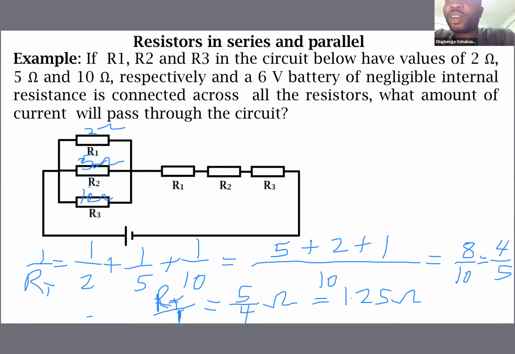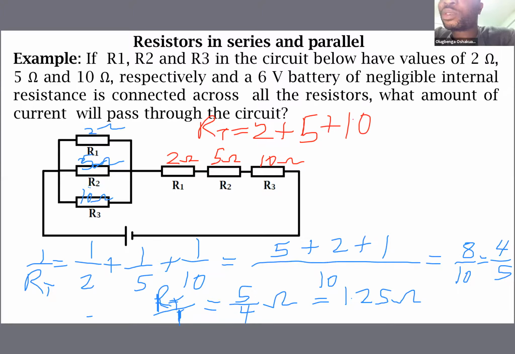In the other scenario, those in series, let's use the red ink for them. This is 2 ohms, 5 ohms, 10 ohms. And the total resistance for those in series will be R1 plus R2 plus R3. And that is equal to 17 ohms.